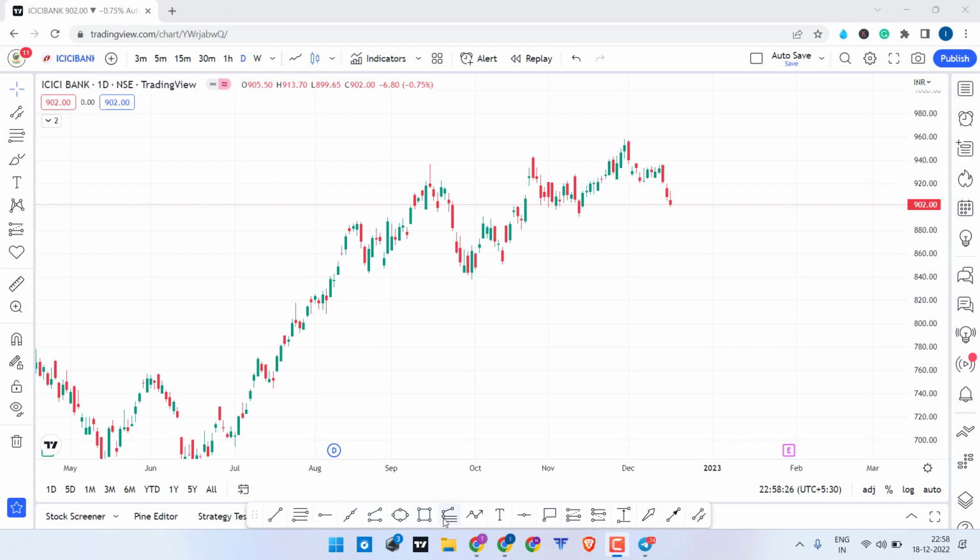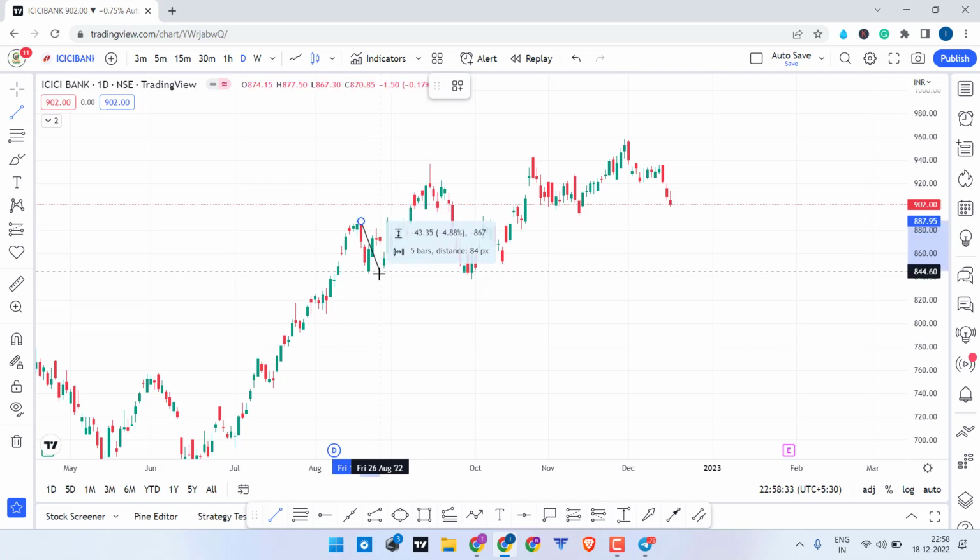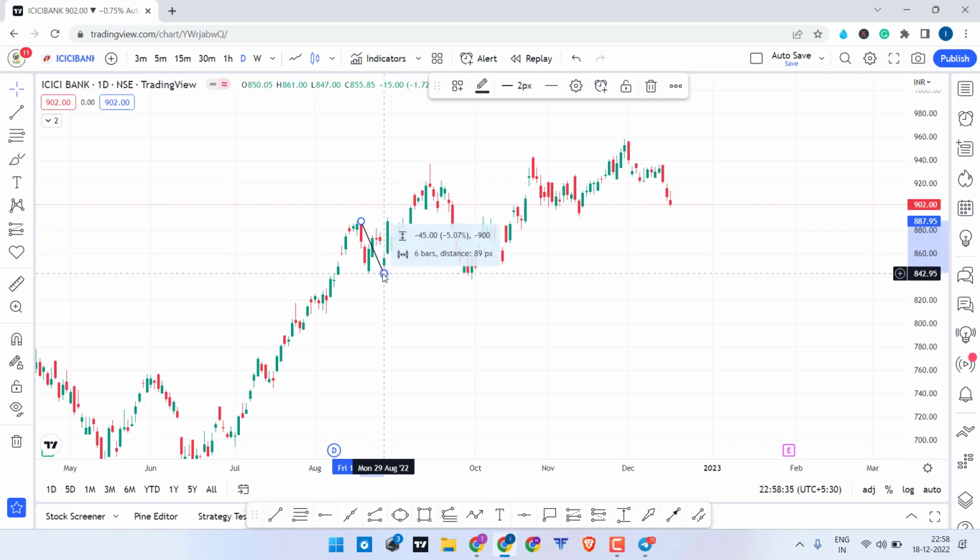If you see from here to here, it's almost like 45 points. Okay, 45 points.